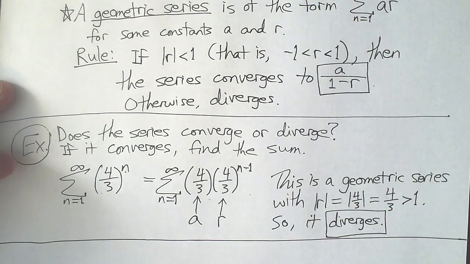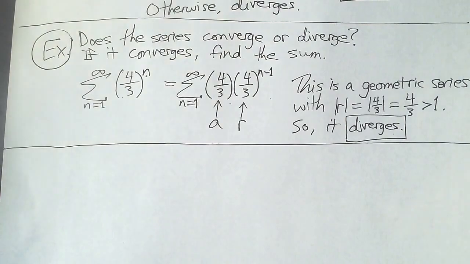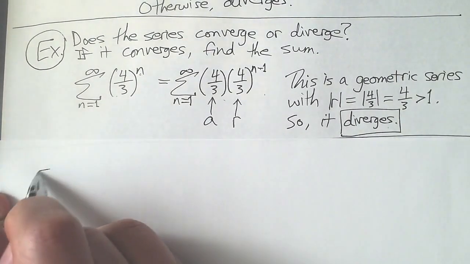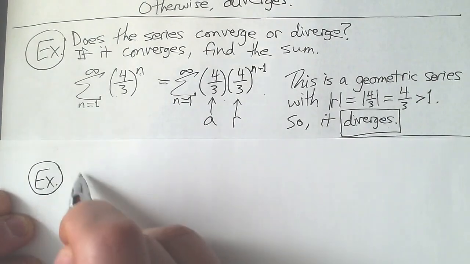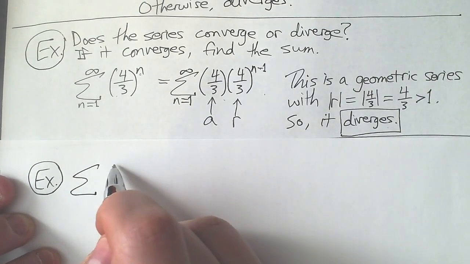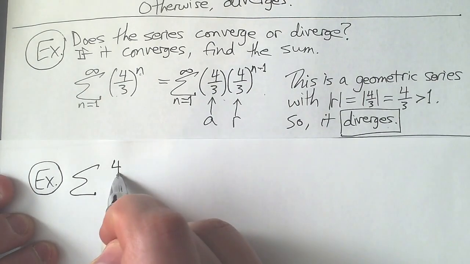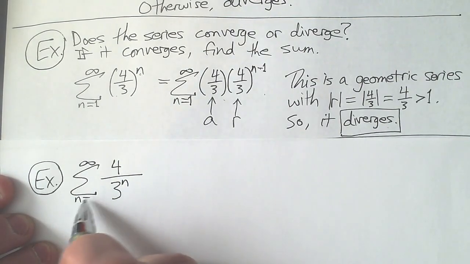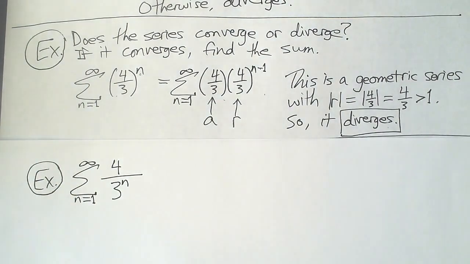All right, let's do another. I'm going to get a fresh sheet of paper for this. My next example is the same question, so I'm not going to write the question again, but a different series. And this one is sort of similar. Take a look at this series. It still has a 4/3, but this time the exponent of n is only in the denominator.